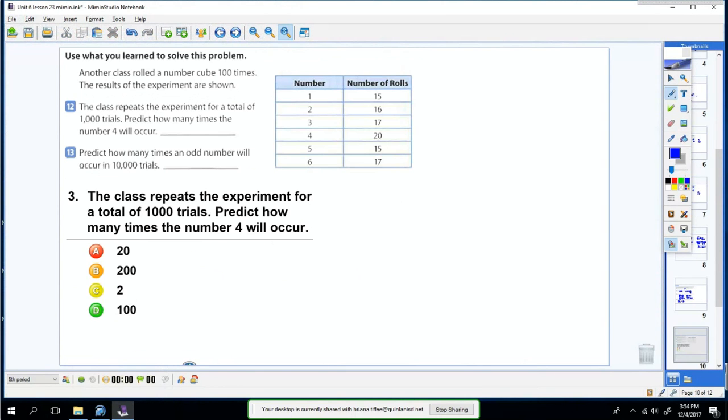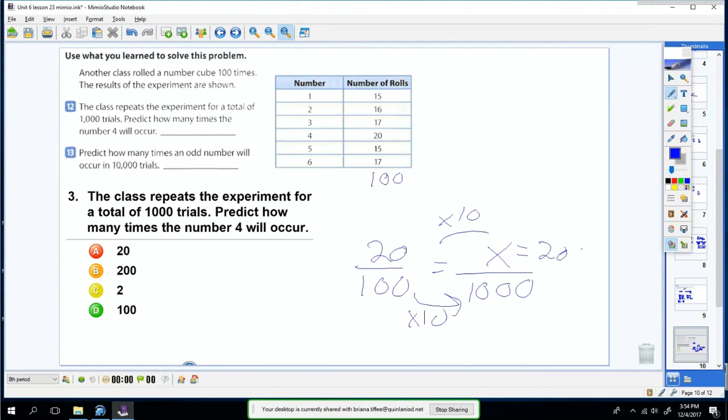Okay, so another class rolled a number cube 100 times. So that means this adds up to 100. The results of the experiment are shown. The class repeats the experiment for a total of 1,000 trials. Predict how many times the number 4 will occur. Well, the 4 occurred 20 out of the 100 times. Well, I'm going to increase this to 1,000. So it'll be x. So a shortcut is I just went from 100 to 1,000, so I just multiply by 10. So I'm going to do 20 times 10, which is just 200.